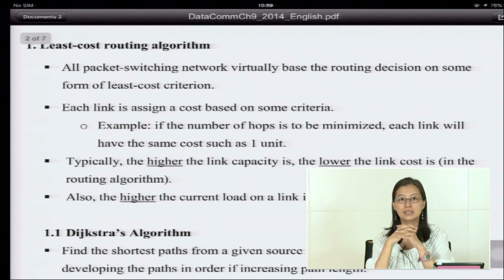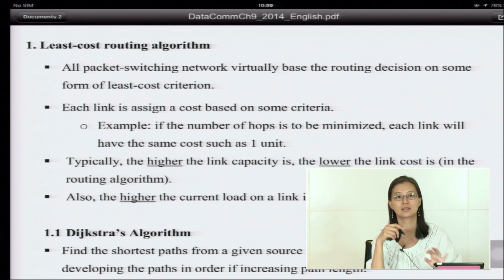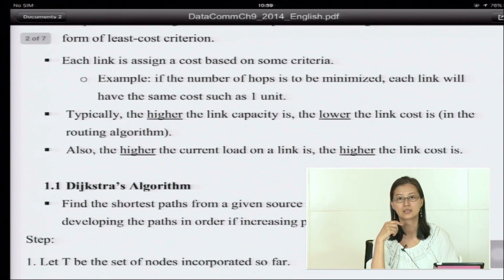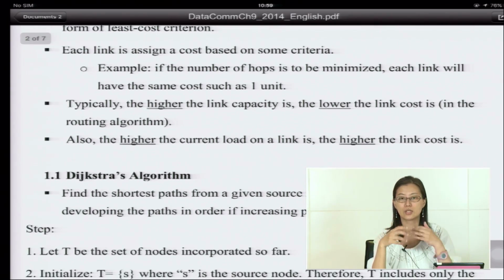Now for the least cost routing algorithm, you will base the routing decision on some form of least cost criteria. As I said, usually the cost is the time to transmit, or the actual cost, the money that you have to pay. So you will assign the cost based on some criteria.